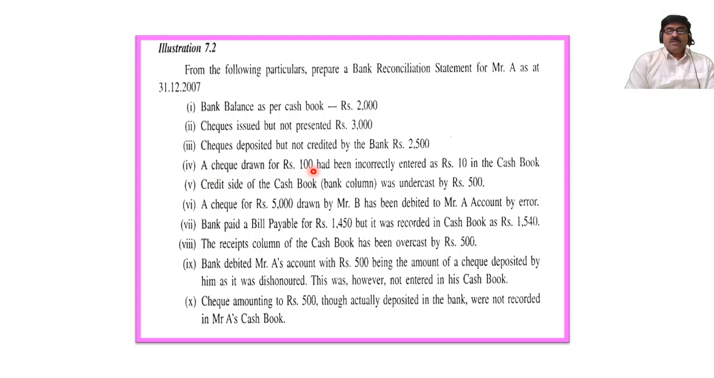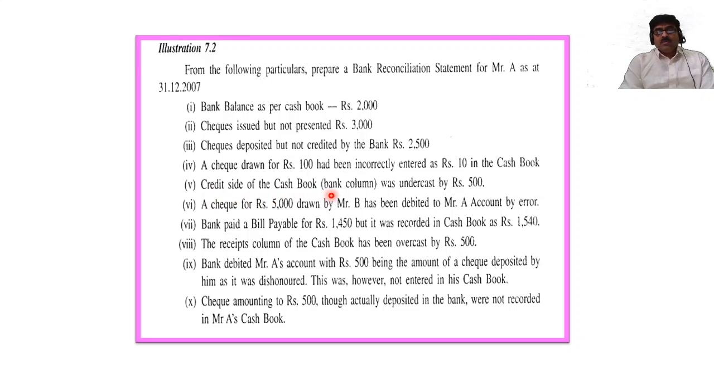Check drawn for rupees 100 had been incorrectly entered as 10 rupees in the cash book. Check drawn means it is an expense. Credited in the cash book is 10 rupees, but in the passbook 100 rupees is written. The difference is 90 rupees, which is excess deduction in the passbook. So we have to deduct this 90 rupees.